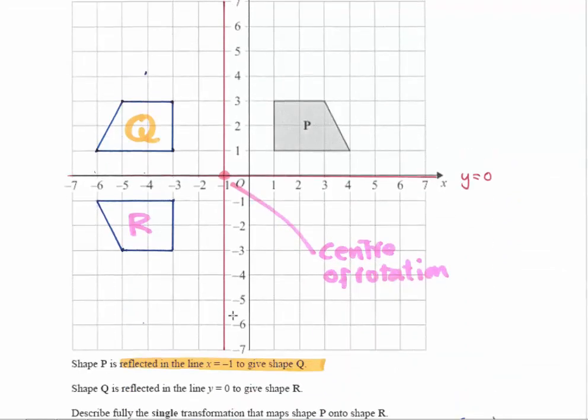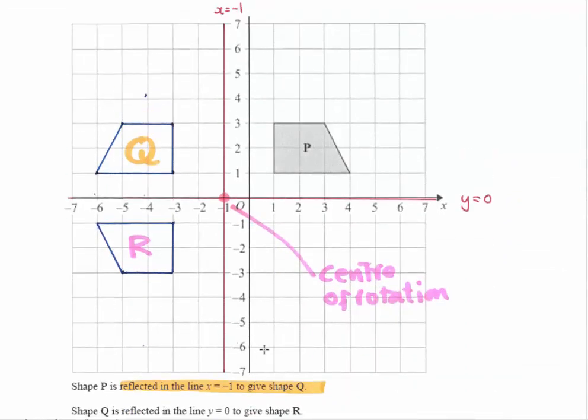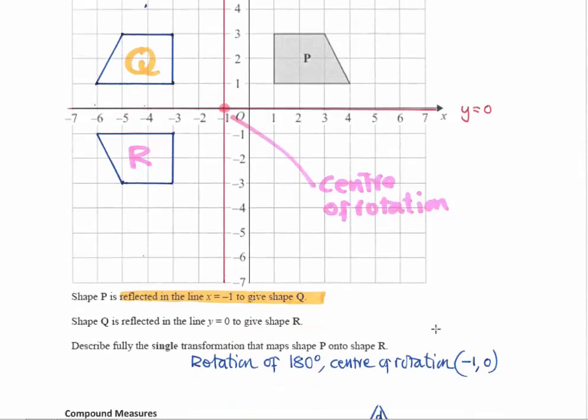Same kind of idea as before. Okay, I think you got the idea about the lines now. So that goes to there, then that goes to there. What is a single transformation that gets rotated from there round to there? Okay, rotation of 180 degrees. Center of rotation, -1, 0. Okay, -1, 0. That's where you're going to put your pen when you rotate it.